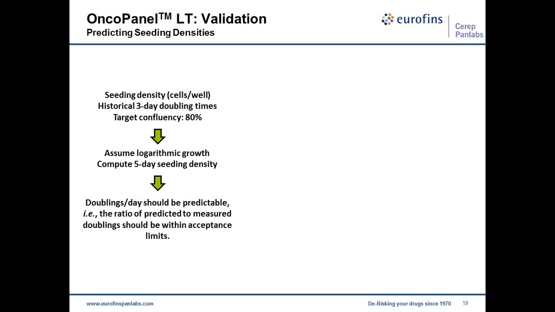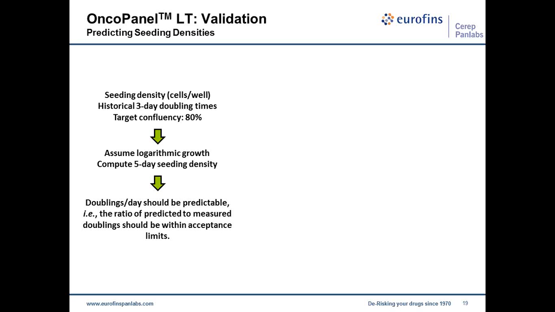So we'd convinced ourselves that we could seed the cells at low density. And the next question we wanted to ask was whether or not we'd be able to predict what the optimal seeding density is for each of the 240 cell lines to try to achieve 80% confluency at the end of the assay. So we then returned to our historical data and simply extrapolated our growth out to any given incubation period, 5 days or 10 days, and then back calculated to determine what the optimal seeding density was.